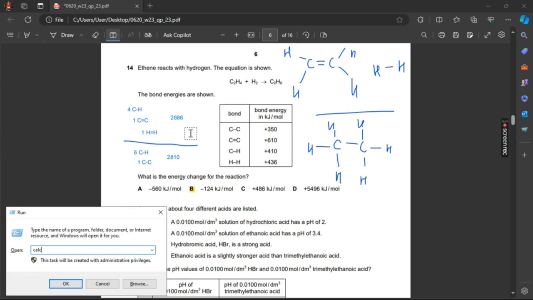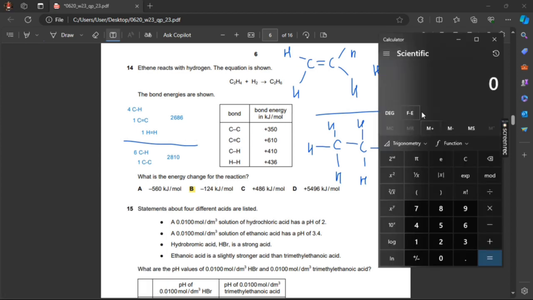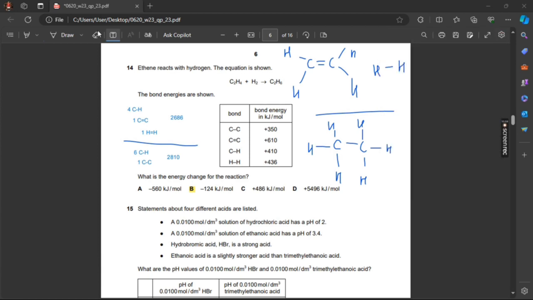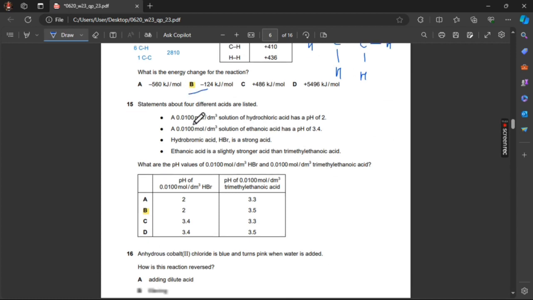And let's subtract 2810 from 2886, and we will get minus 124. So the answer is B. B answer is correct.